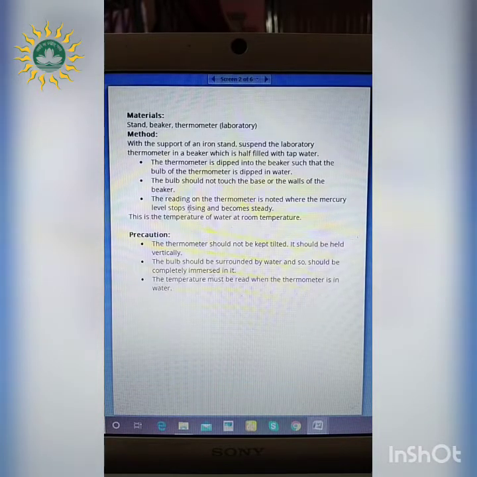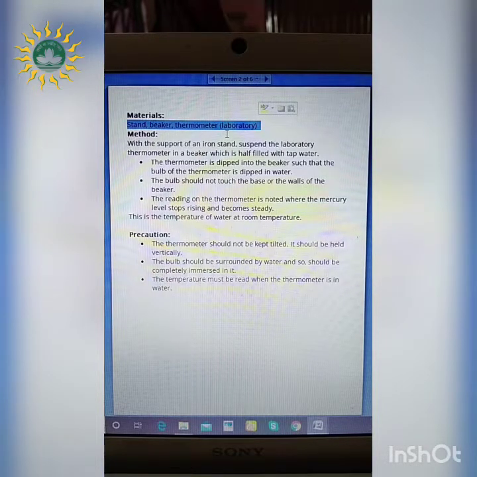So what are the materials which are required? Three materials are required: stand, beaker and a laboratory thermometer. This can be performed with the help of only a laboratory thermometer. You have read about this thermometer in the previous class. So this laboratory thermometer is required. Now we will see how this experiment is conducted.